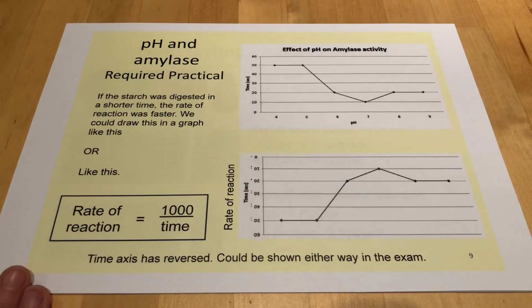Then we came across a required practical. This one was the really tricky one. It was tricky because it's a hard practical to get results for. So every table in the room had some amylase at a different pH using a buffer solution. So we put this buffer solution in and it adjusts the pH of the amylase.